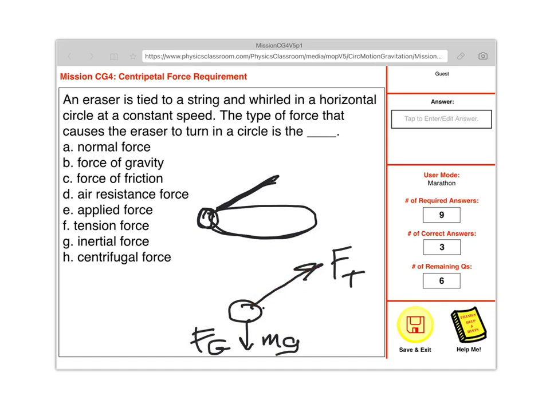Now notice the tension force is going to have a component that's horizontal and a component that's vertical. And the reason it has to have a vertical component is because that has to be equal to the force of gravity, because there is no acceleration this way. The only acceleration is in the horizontal plane. And so it's a component of the tension force actually that's causing the centripetal force, but it's just asking which force. It's going to be the tension force. So that's F.